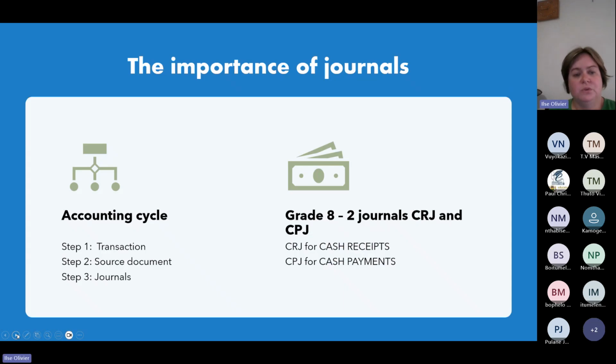Let's see what is important of the journals. Why is it important? The first thing that you must take into account is that we are busy with the accounting cycle. First we looked at the transaction, and then the source document, and then we look at the journal. So the third step in your accounting cycle will be your journals. For grade 8, there are two journals, the CRJ and the CPJ. And you already know that the CRJ is for cash receipts and the CPJ is for cash payments.